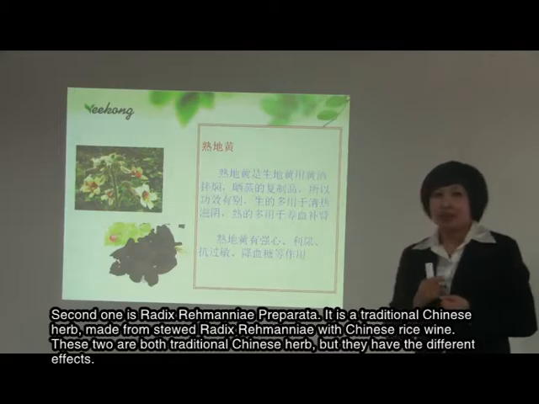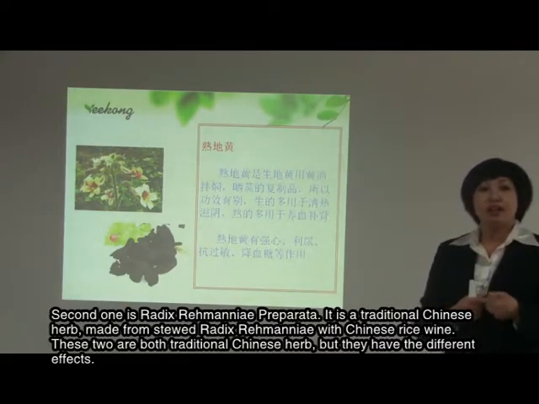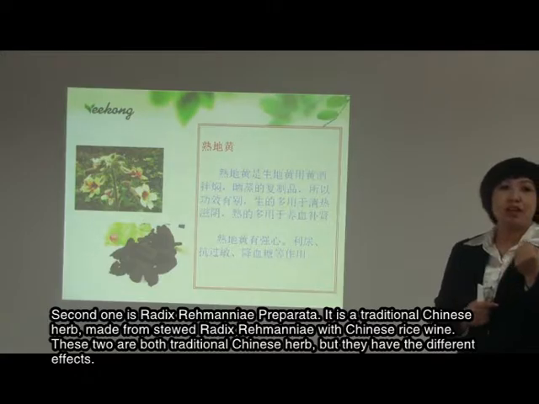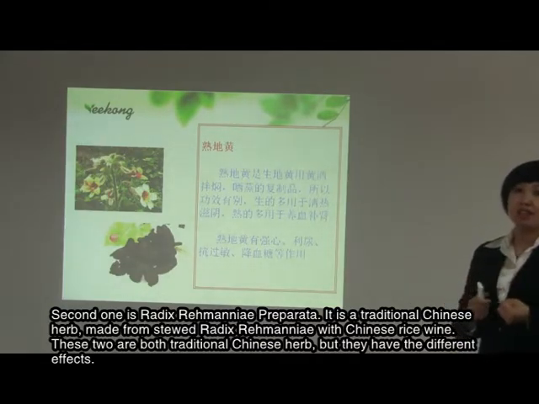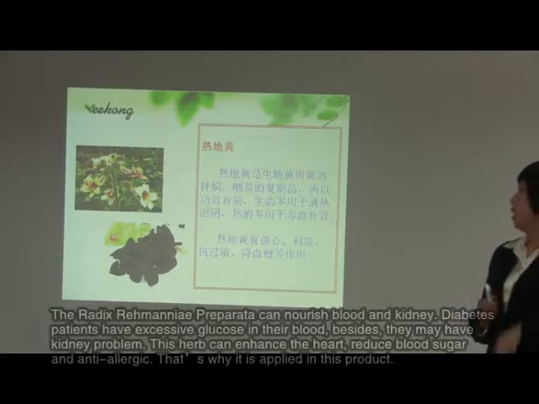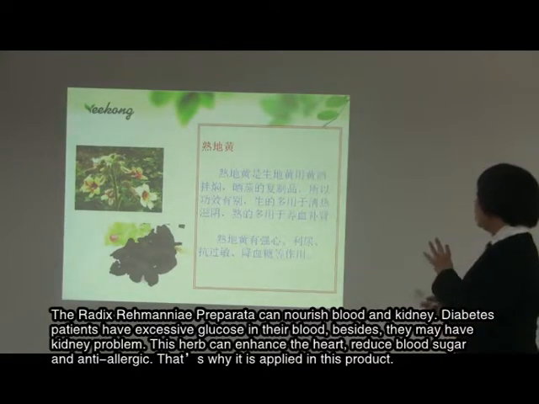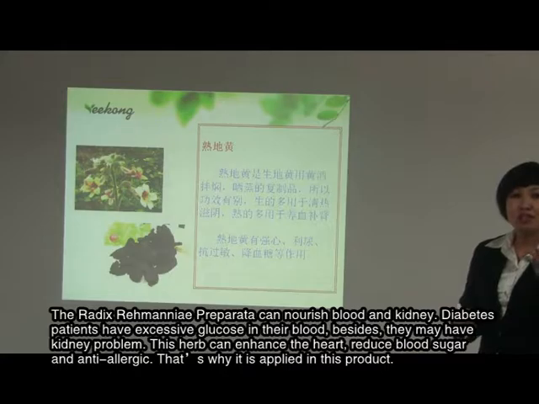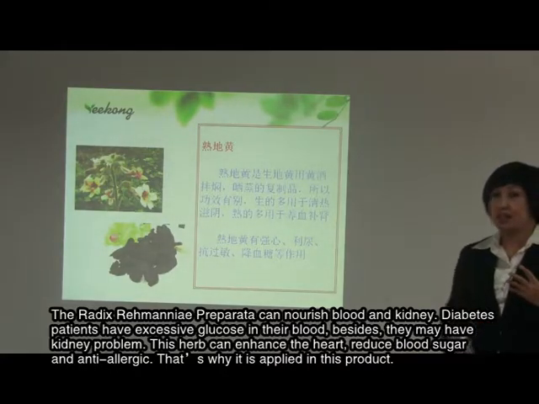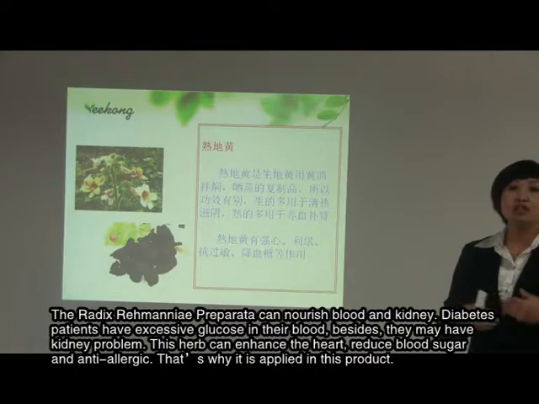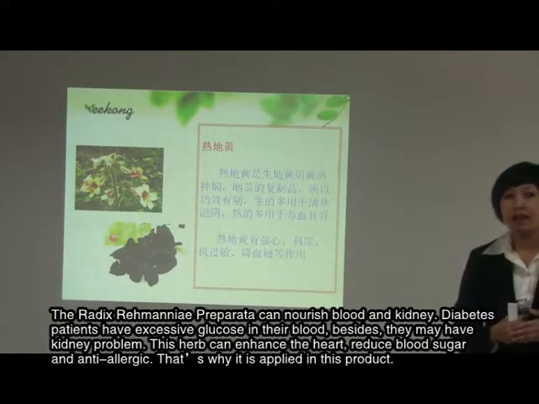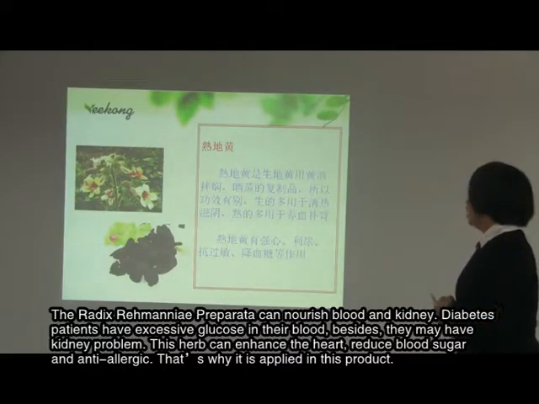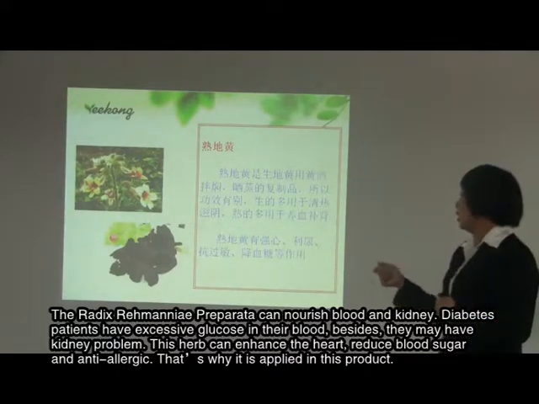Second one is radix remania preparata. It is a traditional Chinese herb made from stewed radix remania with Chinese rice wine. These two are both traditional Chinese herbs, but they have different effects. The radix remania preparata can nourish blood and kidney. Diabetes patients have excessive glucose in their blood. Besides, they may have kidney problems. The herb can enhance the heart, reduce the blood sugar, and is anti-allergic. That's why it is applied in this product.